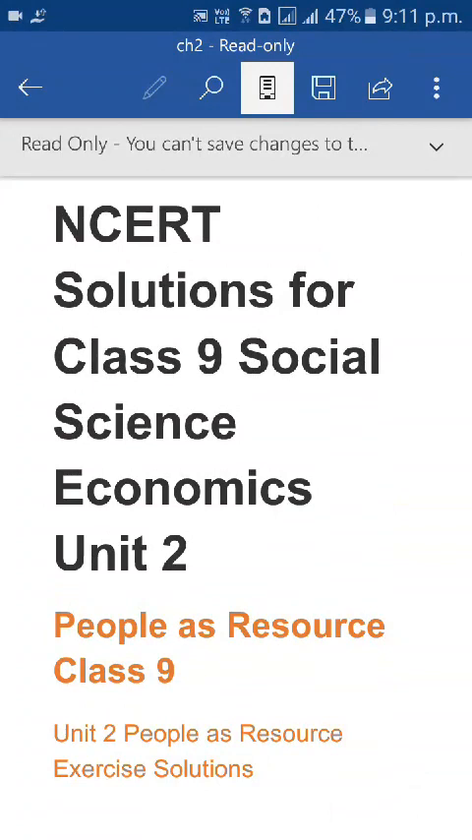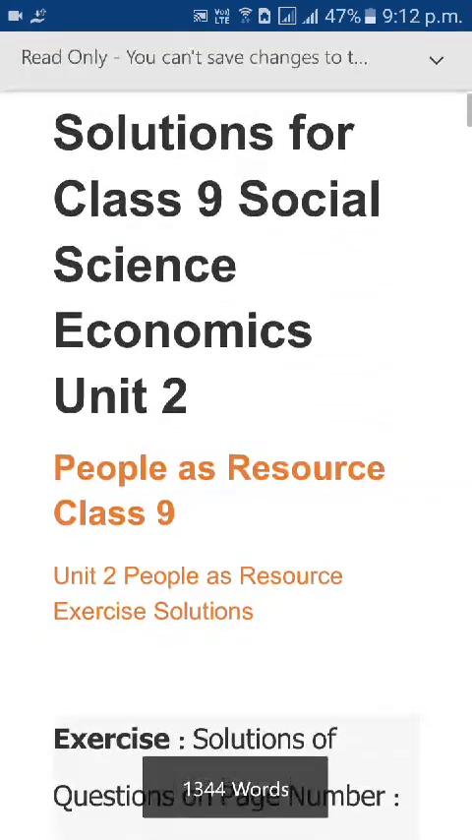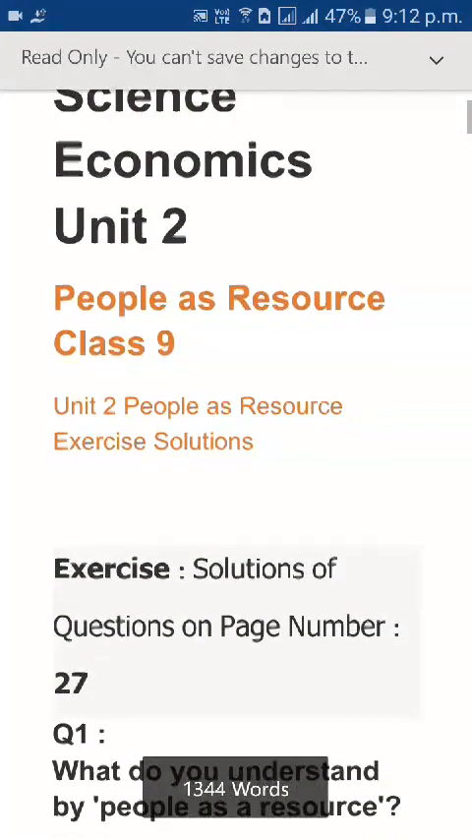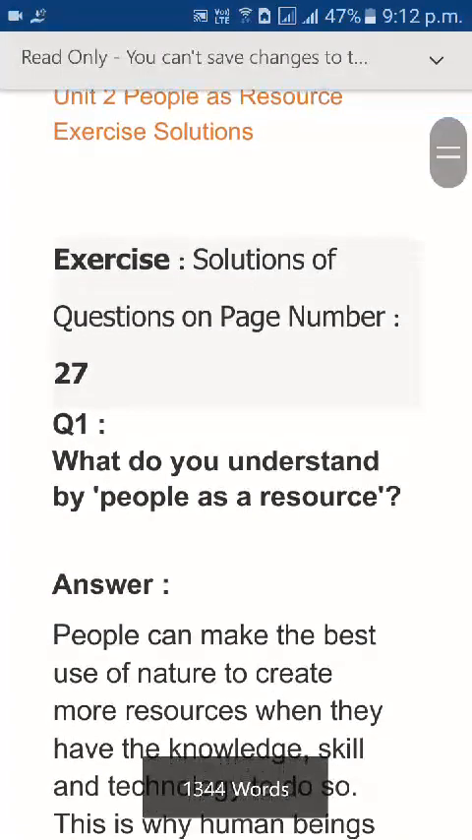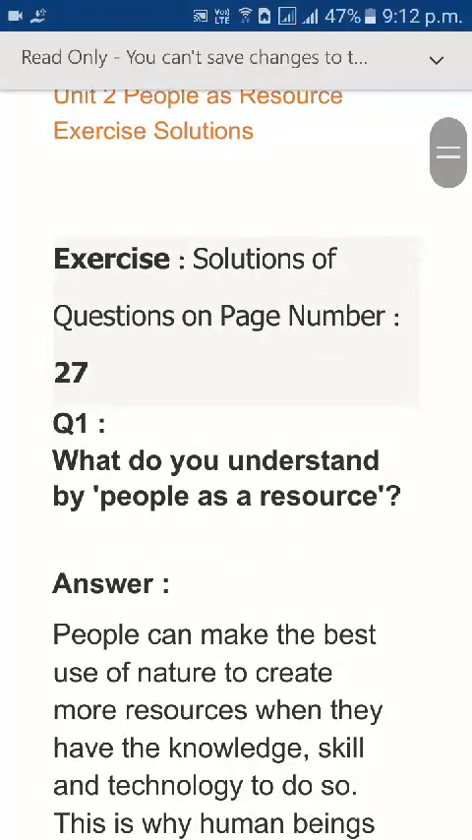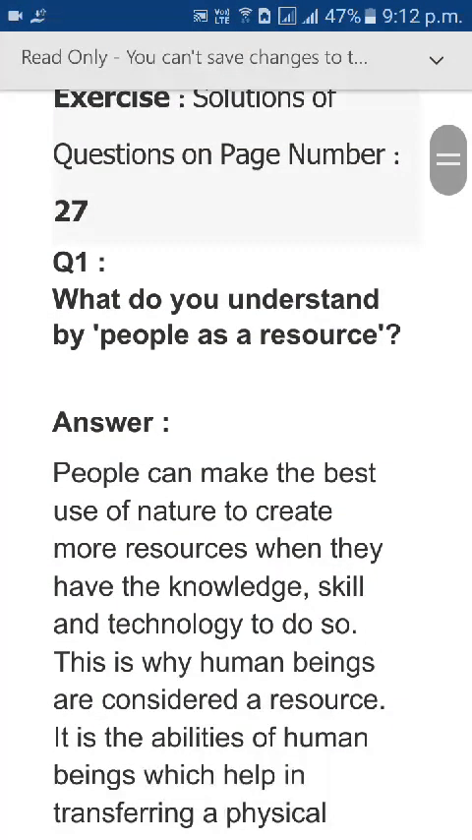Here, the NCERT selection for ninth class, economics second chapter is People as a Resource, class ninth. Unit 2, that is the second, People as a Resource, exercise solution, there are question answers. Here, solutions are as follows. But here we have to take some of the points and then we have to write. First, try to understand the question here.